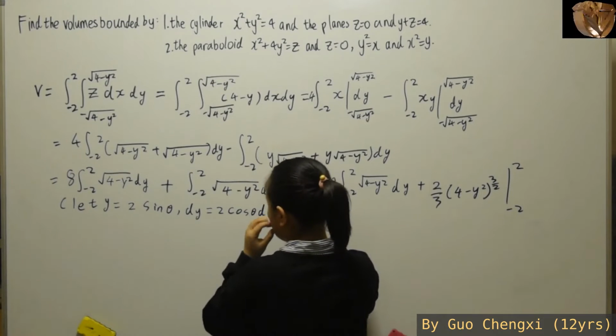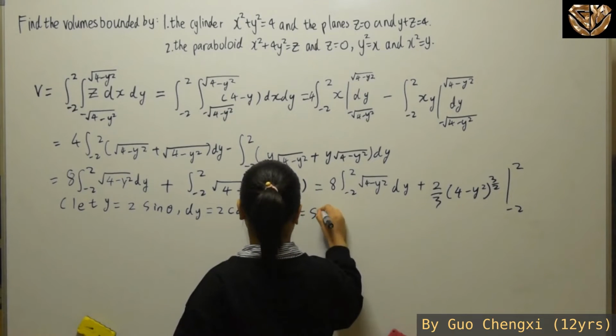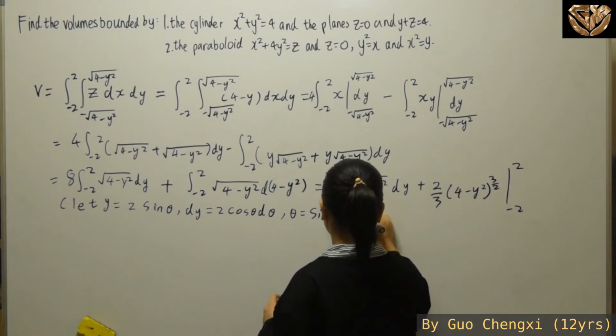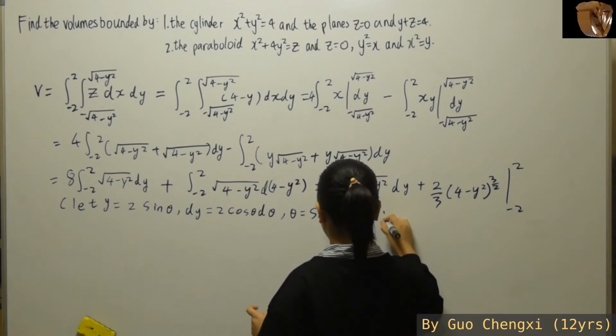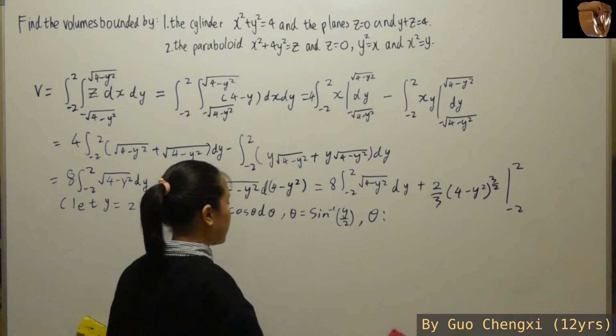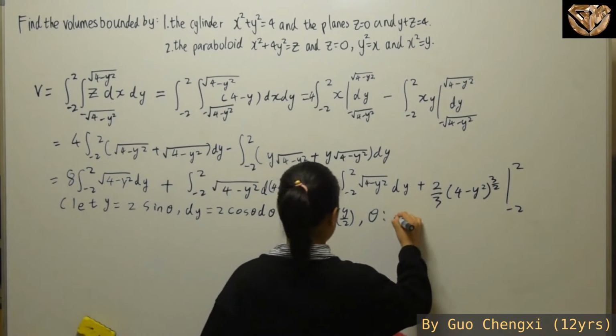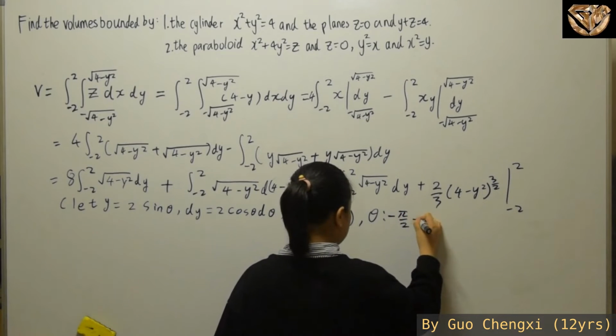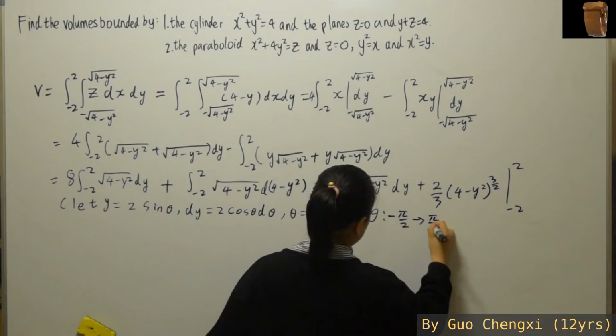And then we have theta being equal to inverse sine y over 2. And then we are going to have theta's boundary as inverse sine y over 2. First we have negative 2, inverse sine negative 1. It's basically negative pi over 2. And inverse sine 1 is basically pi over 2.